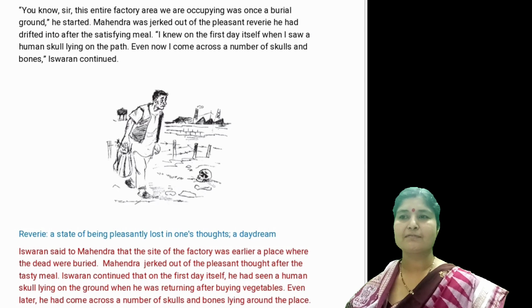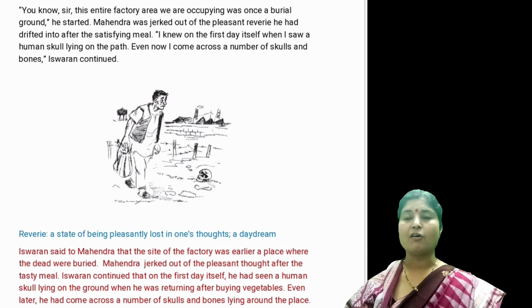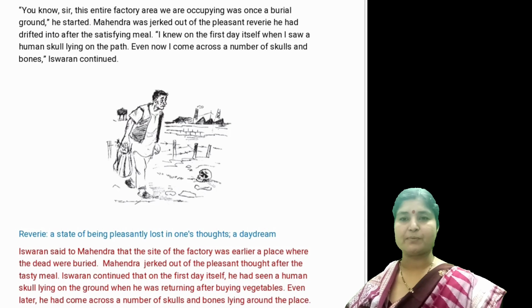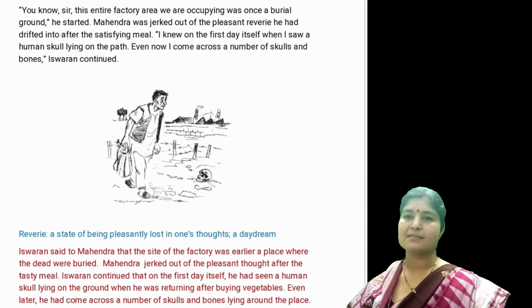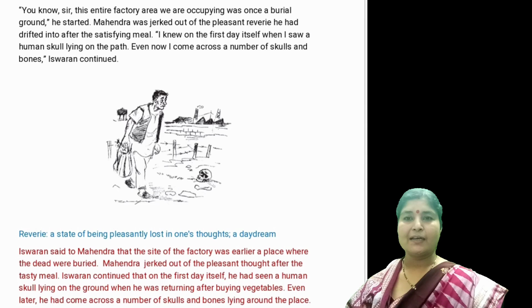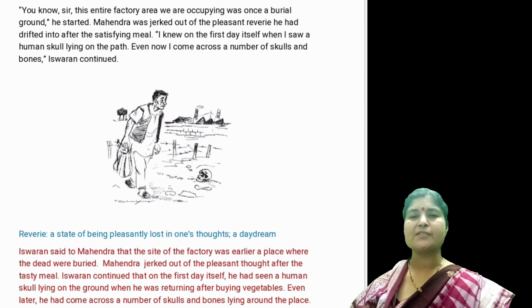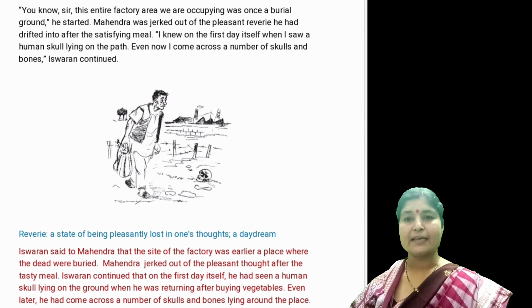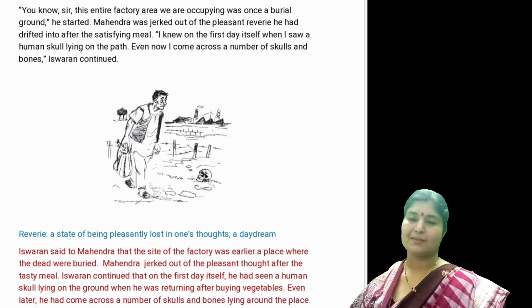Mahendra was jerked out of the pleasant thought. Iswaran continued that on the first day itself he had seen a human skull lying on the ground when he was returning after buying vegetables. Even later he had come across a number of skulls and bones lying around the place. So here in this paragraph also we can understand that Mahendra was very much satisfied with the dinner, but he dislikes the stories about ghosts and spirits. Still Iswaran was narrating about the skulls and bones he found lying on the place. Okay. So let us go to the next paragraph of your book.